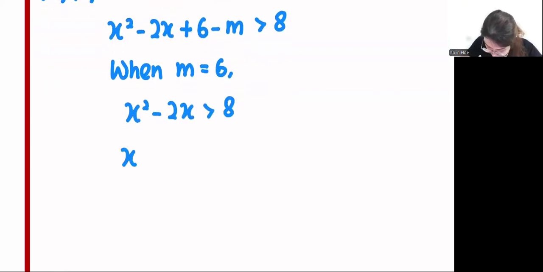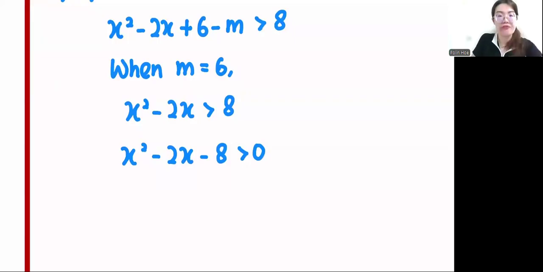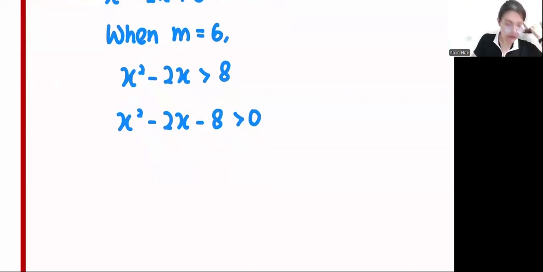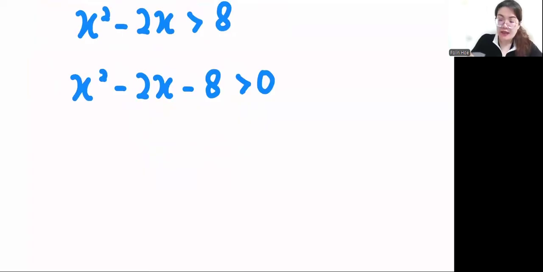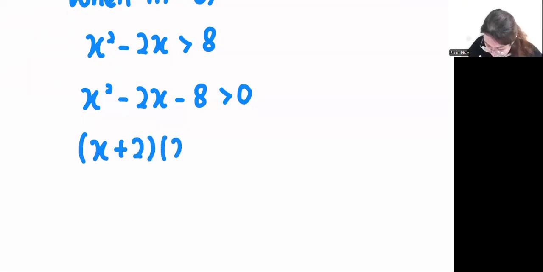So you arrange it nicely. x squared minus 2x minus 8 is bigger than 0. Number line method, the first thing you need to factorize. You still need to factorize. Without factorization, you will fail. Okay? So how do you get 2 and 4? And if you are my student, I always suggest you to write the negative value first. Remember? I tell you to write the negative value first, which is we write negative 2 first. So we will have (x plus 2)(x minus 4) is bigger than 0.